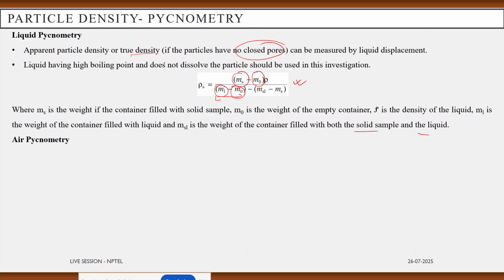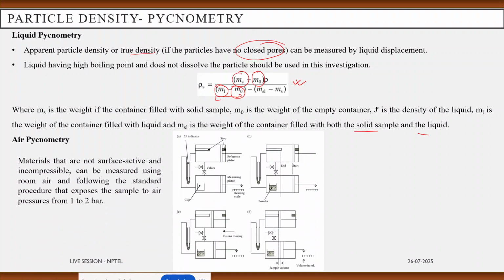Now, coming to the air pycnometry method, you will get this kind of two piston method. In this form, this is the starting point. At the start, the two pistons are at the same position. Now you put the powder and you press this. So the pistons move in this direction. There will be pressure and this piston will move in this direction.